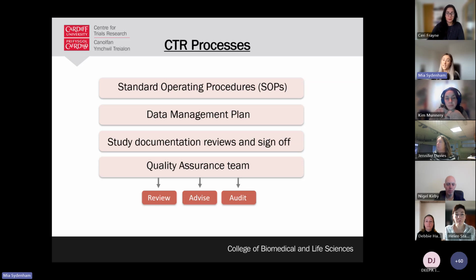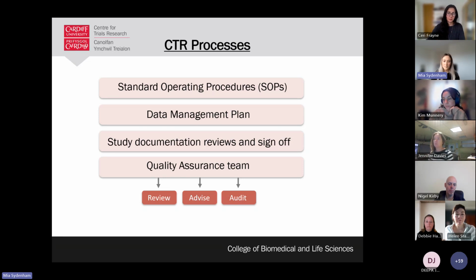For every study, we also write a data management plan. So that sets out all of the data management processes that need to be followed for each particular trial. And they also get reviewed regularly and require sign-off. So, as I've just mentioned, we have study documentation reviews. So most of our data management documentation undergoes review and sign-off, which is carried out by independent data managers as well as other teams within the CTR with specialist knowledge, such as information system specialists, trial managers, statisticians, and our quality assurance team. So it just means that information is thoroughly checked and everything described is following the right process.